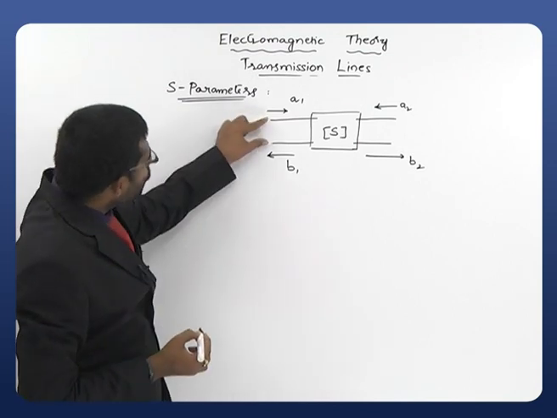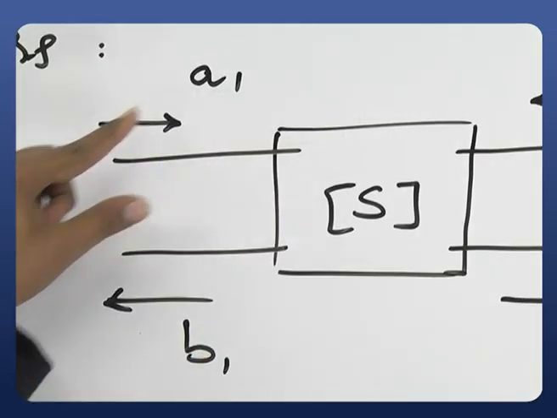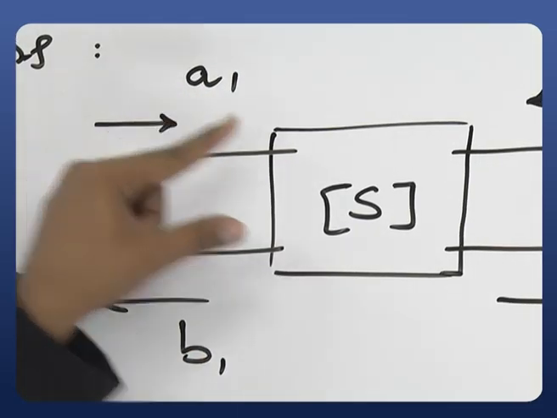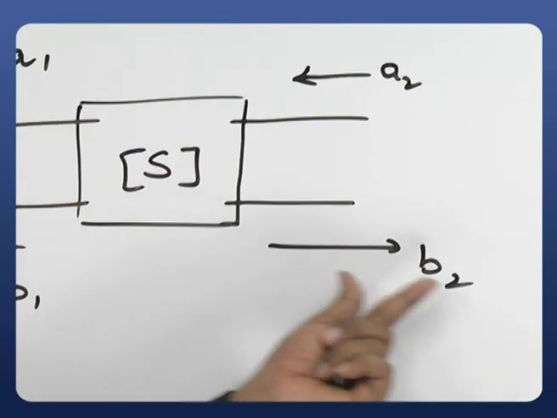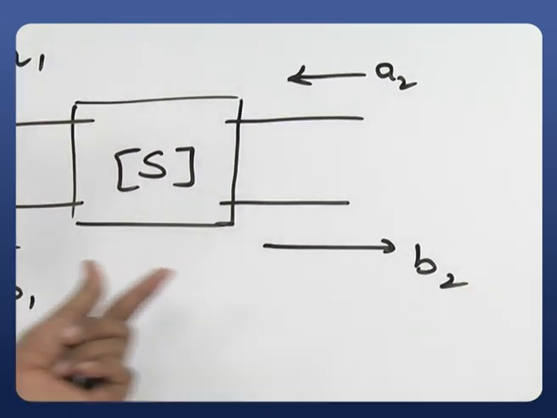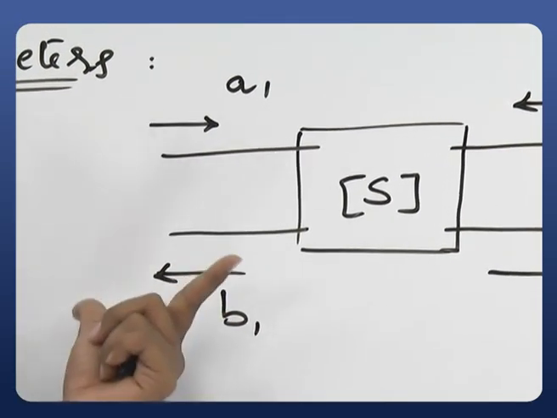You can connect this source or the generator at port 1 or port 2, no problem. If you are applying the source at port 1, A1 will exist. If you are applying the source at port 2, A2 will exist. If you are observing the reflection from port 2, you name that B2. If you are observing the reflection or the scattering wave from port 1, you name that B1.